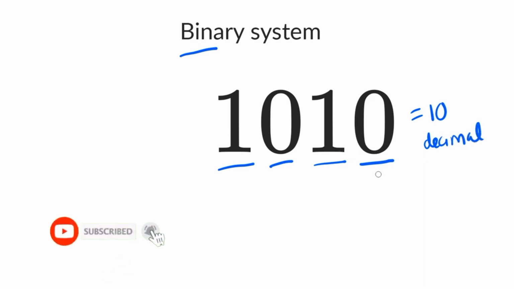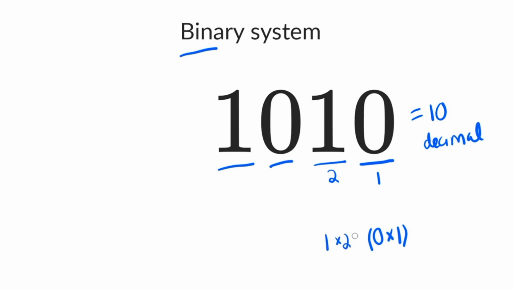This first place is the ones place, just like in decimal. Now there's a 0 here, so we're going to multiply 0 times 1, get the very exciting value of 0. The second place, the second bit here, that's where things get more interesting. This is actually the 2's place, not the 10's place. And there's a 1 here, so we're going to multiply 1 times 2. So far, this number equals 2.